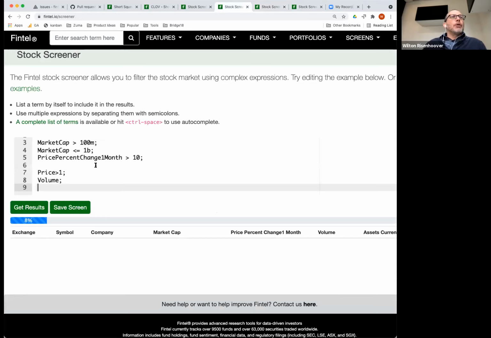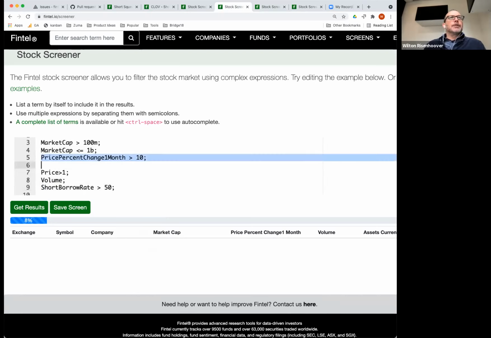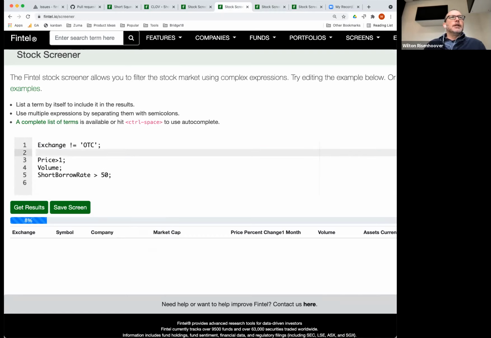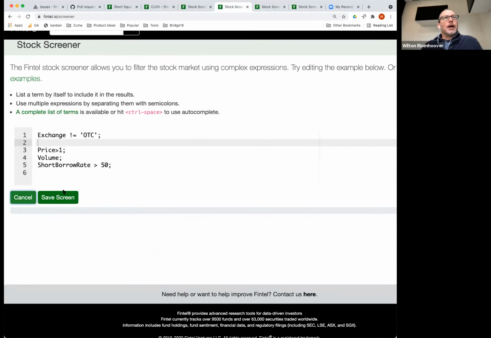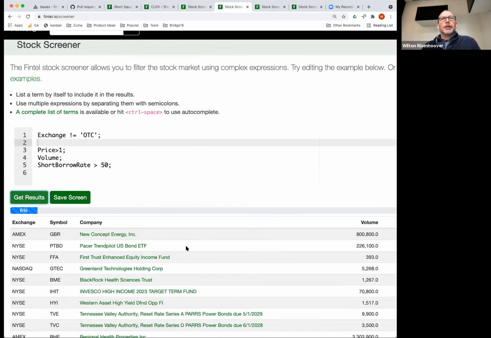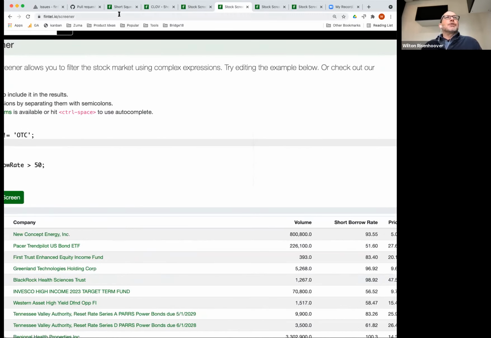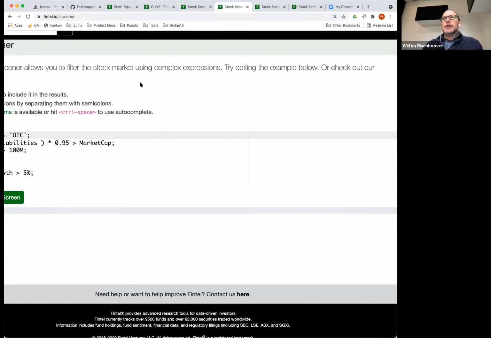So the short borrow fee rate, I think it's short. Let's see, is it borrow? Short borrow rate. Okay, so the short borrow rate is the lending rate that people have to pay whenever they want to short a stock. If it's over 50%, I'm interested in that. Let's get rid of this for a second. So let's take a look at companies that have a high short borrow rate. This is going to show me companies that are perhaps on the verge of having a short squeeze. I'm going to reload this.